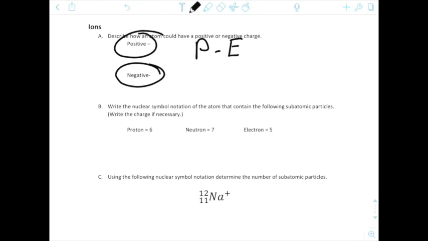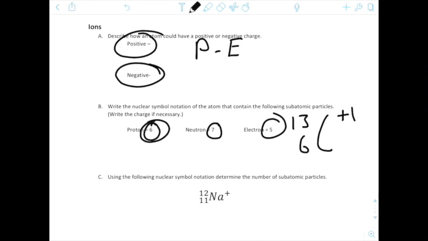How do you create something that's positive? You lose an electron. So on B it says write the nuclear symbol notation of the atom that contains the following subatomic particles. It says write charge if necessary. 6 protons, 7 neutrons, that is 13 for the mass number, 6 for the number of protons. It's carbon because it has 6 protons, and all we do is protons minus electrons. 6 minus 5 is 1, so we put a plus 1.